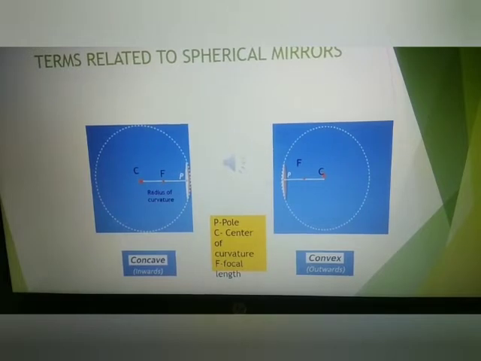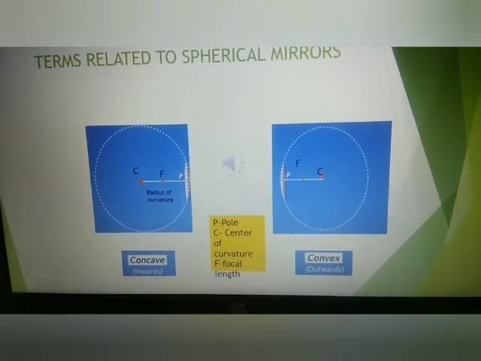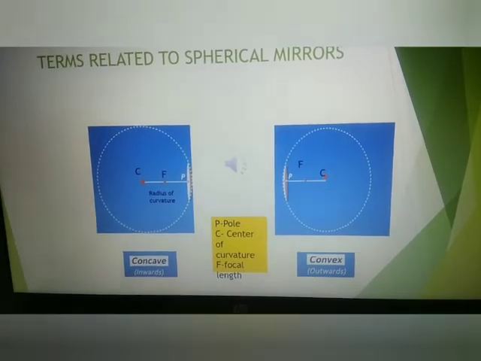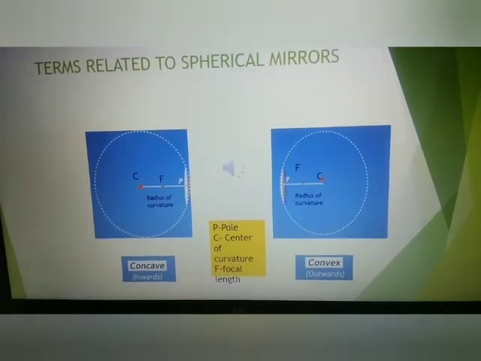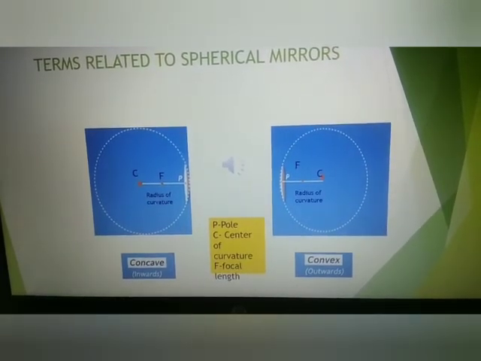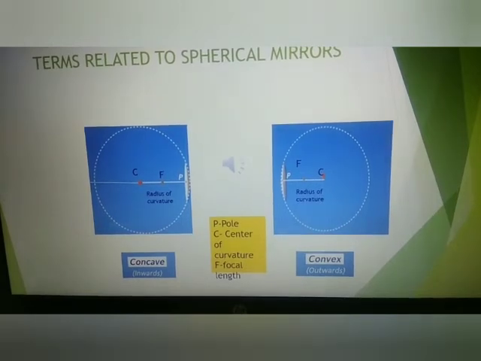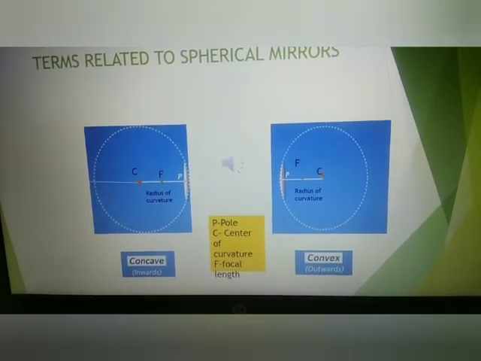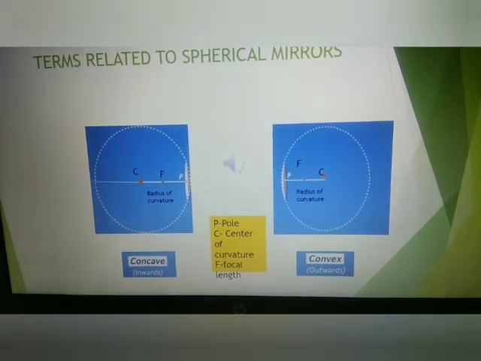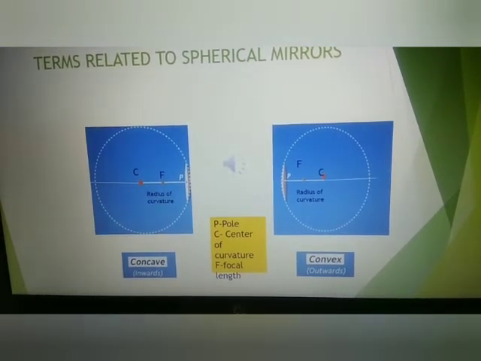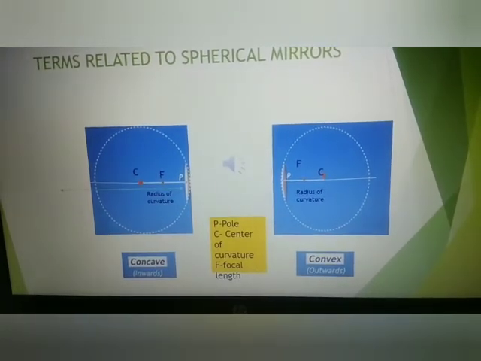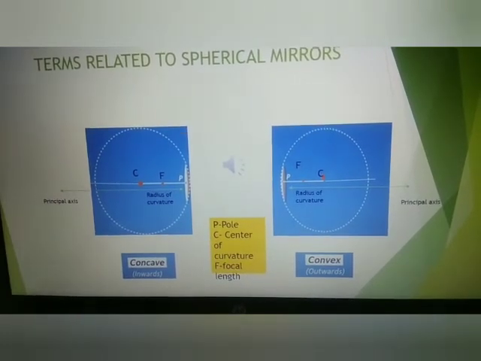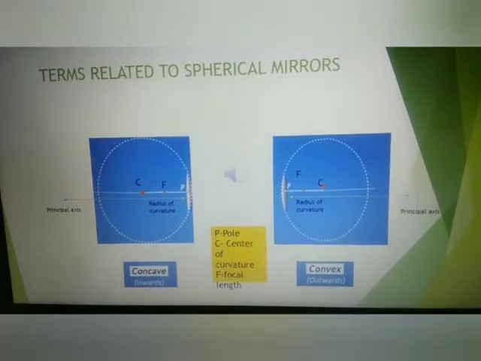Now you see the distance from P to C is called radius of curvature. Like a sphere would be having a radius, that radius here is called the radius of curvature. Same for the convex mirror. Now you see there is a line which is passing through the center of curvature, pole, and extended towards the left side. Same way for the convex mirror. This line, I have again shown with the arrow. This is called principal axis. Clear? This is principal axis.